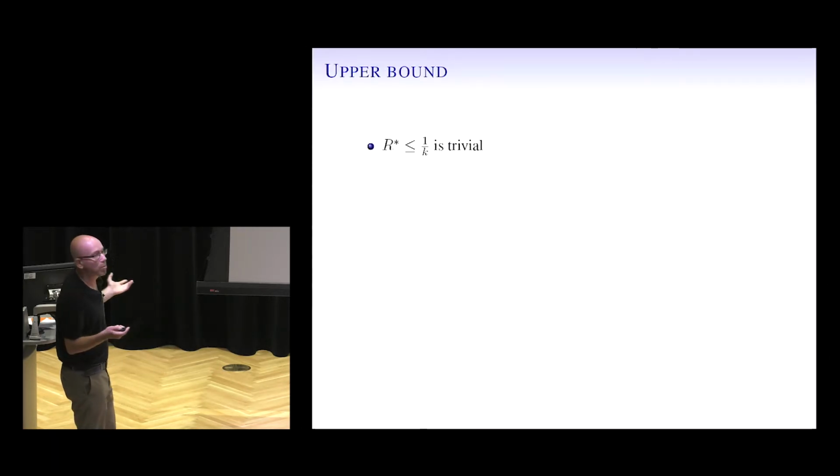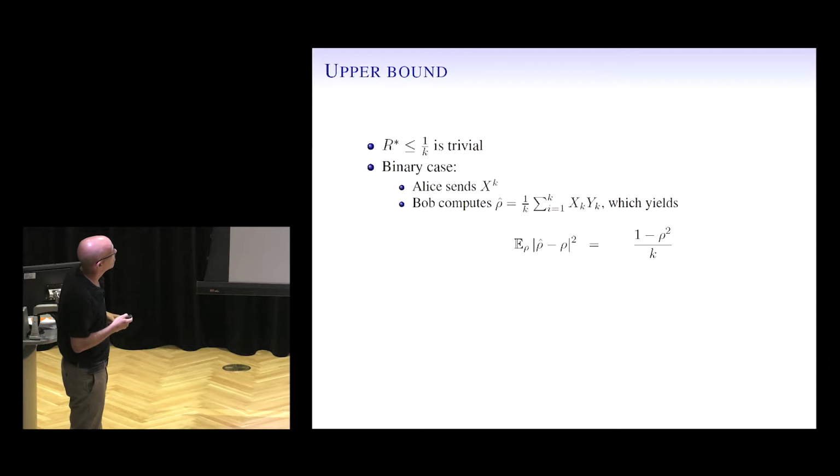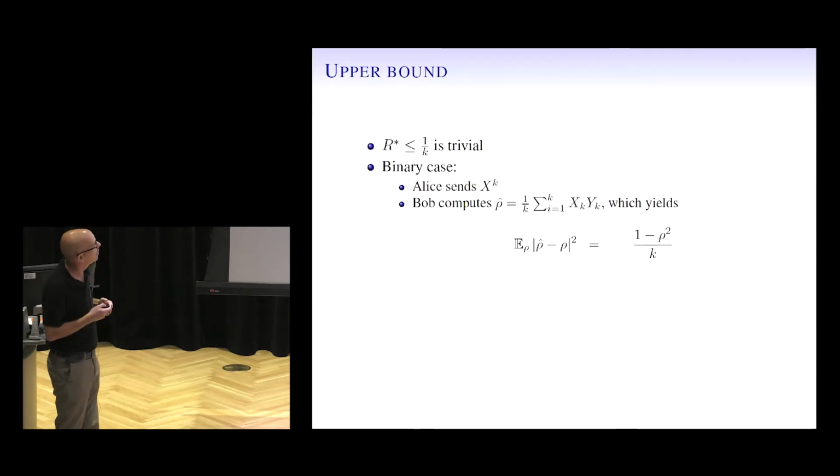All right, so for the upper bound, it's very trivial to get 1 over k behavior, right? Think about the binary model, for example. Alice can just send her first k bits, and then Bob computes the empirical correlation, which is just the average of x_i times y_i. If you look at the expectation of this quadratic risk, it is (1 minus rho squared) over k. If you take the supremum over rho, you get 1 over k.